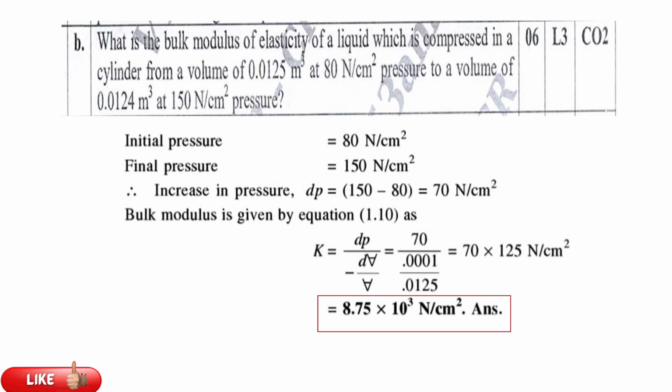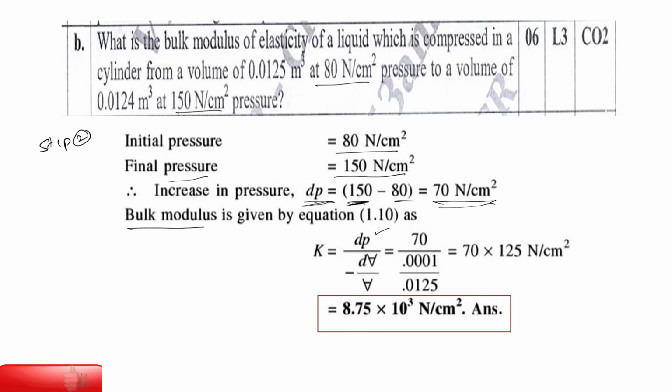Step 2, initial pressure 80 Newton per centimeter square. Final pressure is 150 Newton per centimeter square. Change in pressure dP is equal to final pressure minus initial pressure, that is equal to 70 Newton per centimeter square. We know that the formula for bulk modulus is equal to change in pressure 70 divided by dV divided by V, 0.0001 divided by 0.0125. After solving, we will get K is equal to 8.75 into 10 raised to 3 Newton per centimeter square. This is your answer. If you solve these two steps, you will get 6 marks.